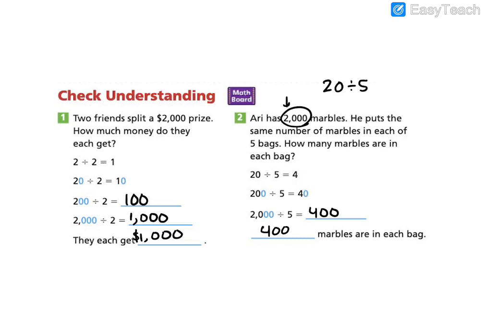So 20 divided by 5 is 4. We increase that by 1 place value. 200 divided by 5 is equal to 40. Increasing by 1 more place value, 2,000 divided by 5 is equal to 400.